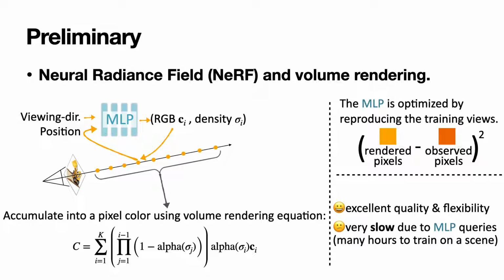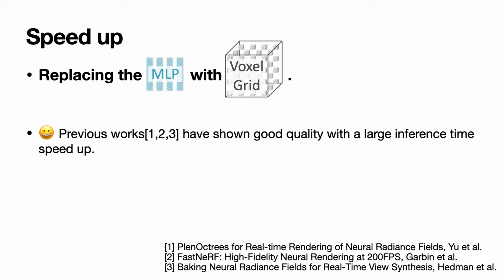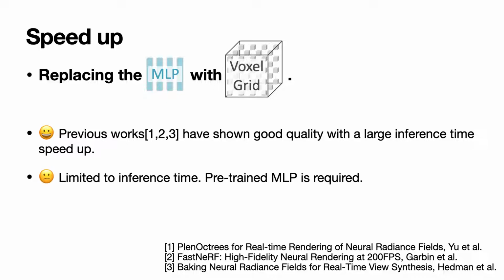NeRF achieves excellent quality and flexibility, but it is very slow due to the processing time of the MLP network, which typically requires many hours to train for a single scene. To speed up, one method is to replace the MLP network with a Voxel grid, which can reduce computation from a few 100,000 flops per query to constant time computation per query. Previous works have shown good speedup by replacing the MLP network in inference time, while maintaining good rendering quality. However, they are limited to speed up only in inference time, and the training still relies on the MLP network.